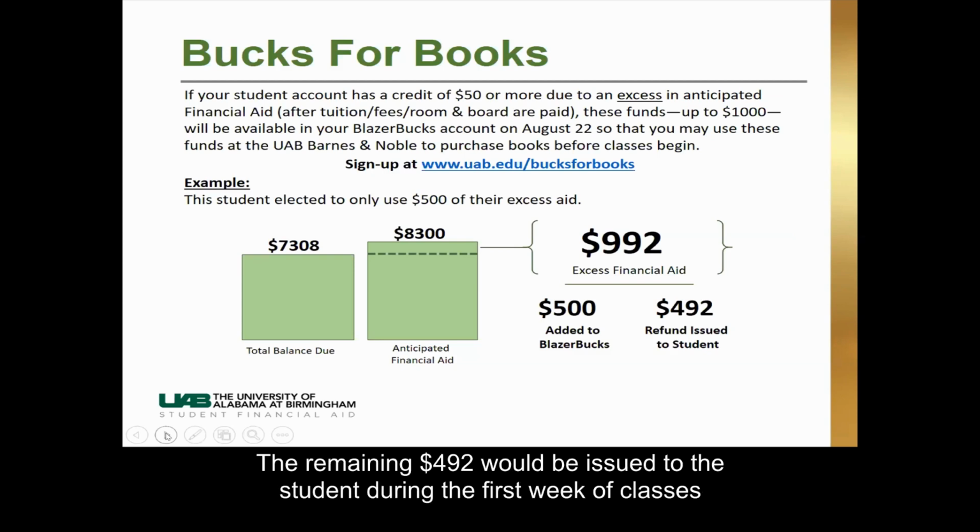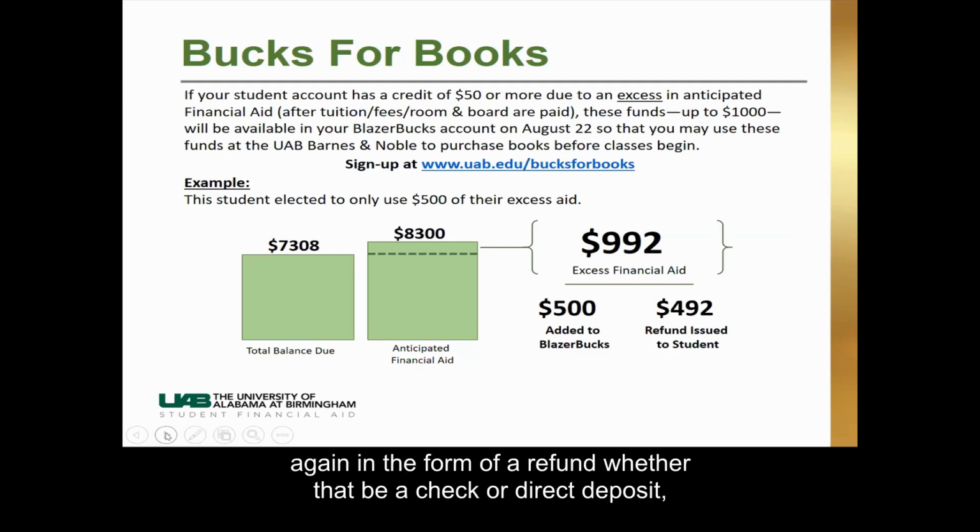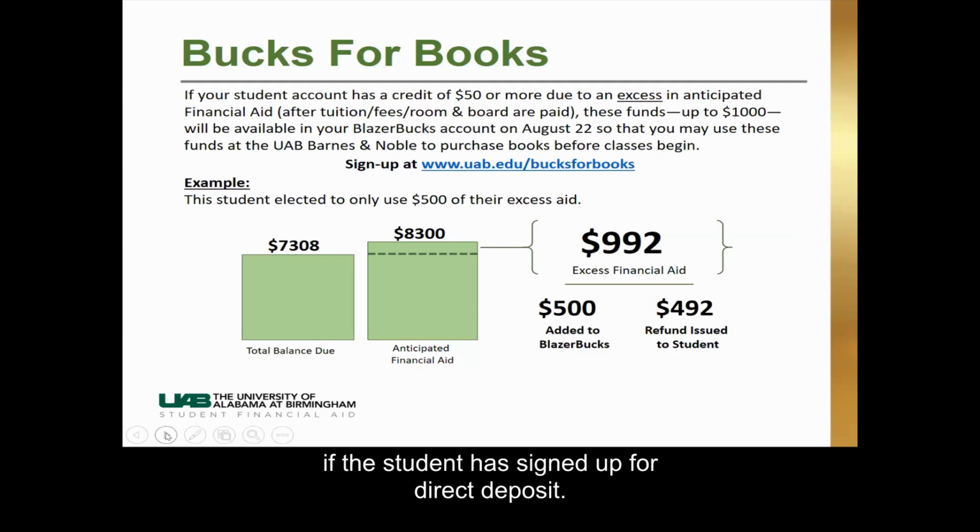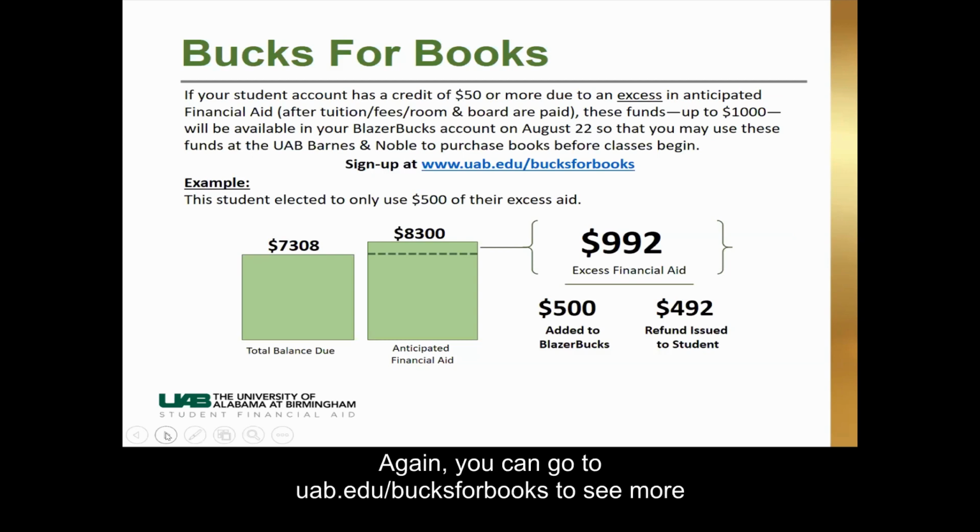The remaining $492 would be issued to the student during the first week of classes, again in the form of a refund, whether that be a check or direct deposit if the student has signed up for direct deposit. Again, you can go to uab.edu/Bucks for Books to see more information about this, and the student can sign up there as well.